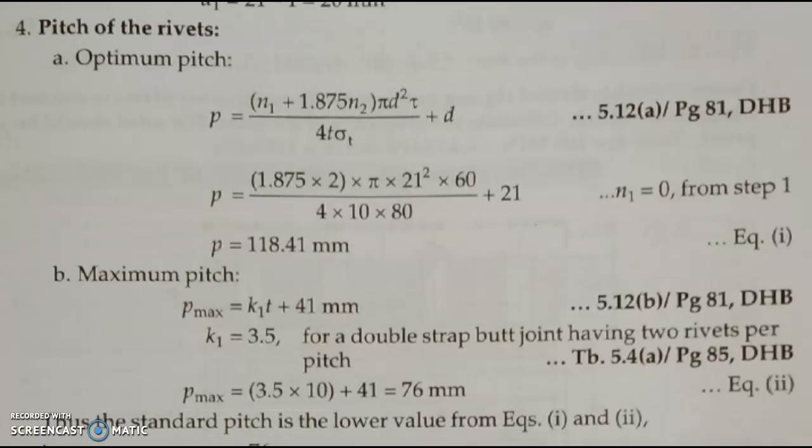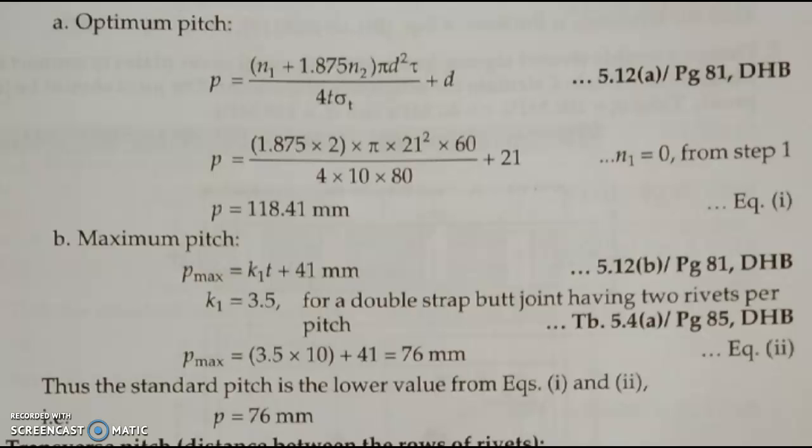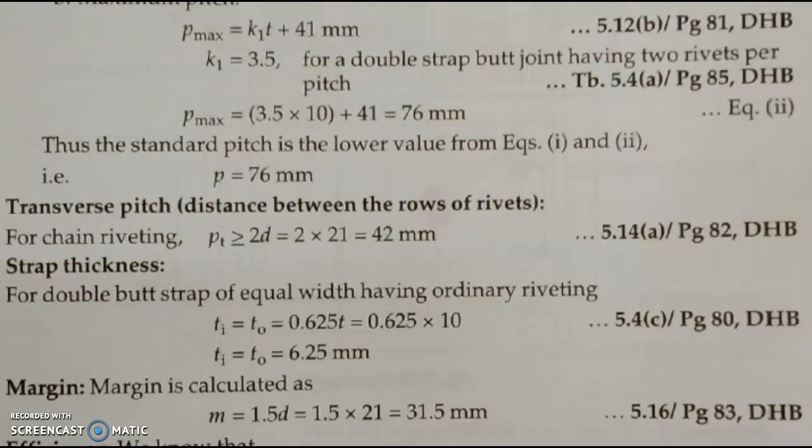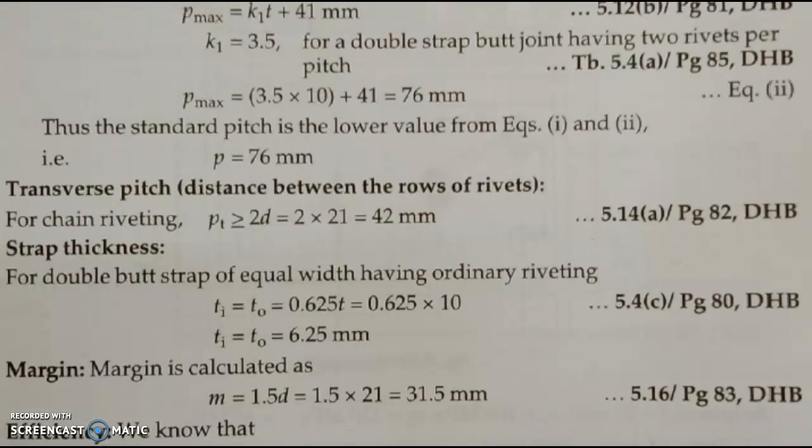Then how can we standardize the value of pitch? The standard value of pitch is the lower value of the above two equations. Which one is lower? That is the maximum pitch. Therefore, we can take P is equal to 76 mm. Then step 5 is the transverse pitch, that means the distance between rows of rivet. For chain riveting, PT should be greater than or equal to 2D. D is the value we already calculated. Thus we will get the transverse pitch is equal to 42 mm.